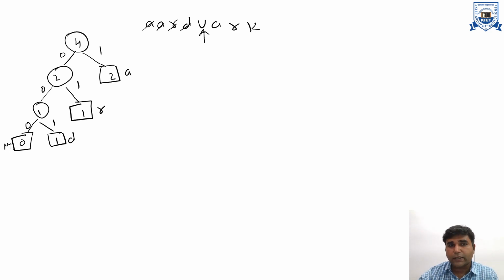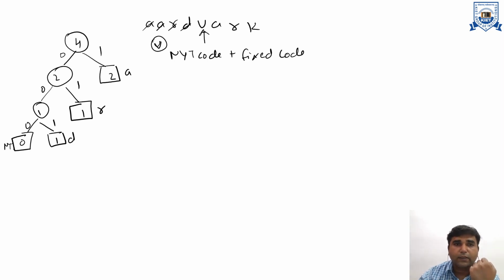As this symbol B is encountered the first time, we have to find the code, and the code will be the NYT code for B. I am talking about the symbol B. So the code will be a combination of the NYT code as well as the fixed code. So for letter B, we have to find the NYT code, and by traversing from the root to the NYT node, we get 0, then again 0 and 0. So we have NYT code 000. Okay, and now come to the fixed code.